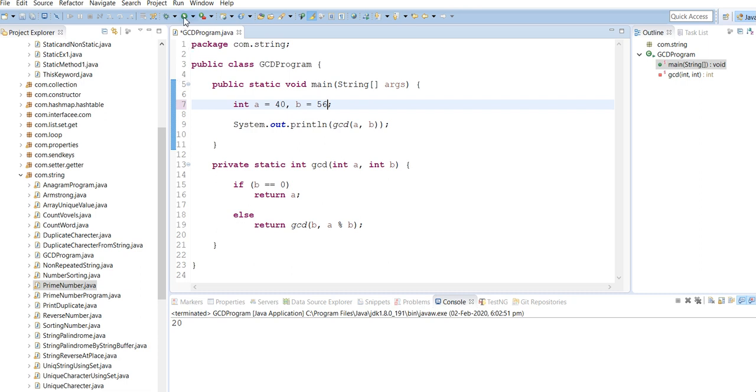Right now I can run the program. 8 divides both numbers, so 8 will be the greatest common divisor. Okay, these are the programs.